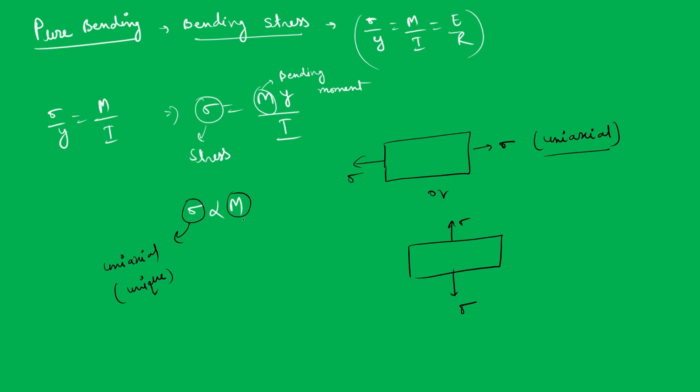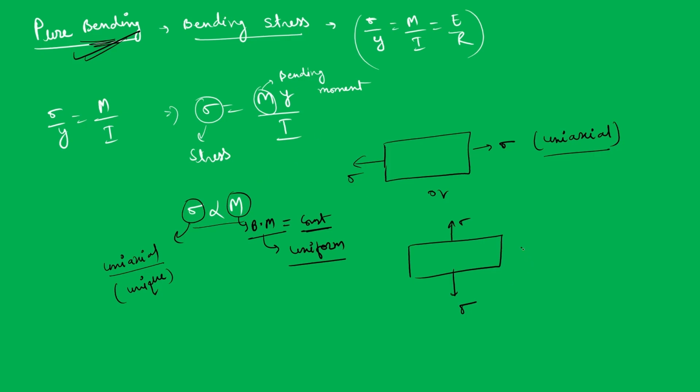And this M is the bending moment. If I say this is pure bending, this means that this bending moment is either constant or uniform. Anything is possible. If this bending moment is uniform, then we call it pure bending. If it is constant, again we call it pure bending. And there is one other thing: this stress should be uniaxial. So that is the case for pure bending.